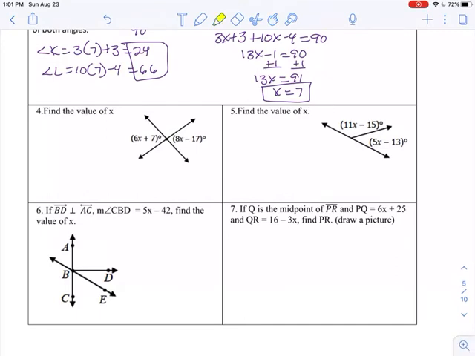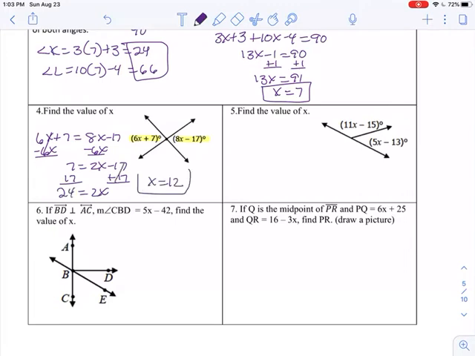Now 4 and 5 just have a picture. So we're looking at the picture. What's true about these angles? Well, those are vertical angles, and we know that vertical angles are equal to each other. So I'm going to set them equal to each other. 6x plus 7 equals 8x minus 17. So I subtract 6x from both sides. 7 equals 2x minus 17. I add 17. 2x equals 24. x equals 12. And then this one I just had to solve for x.